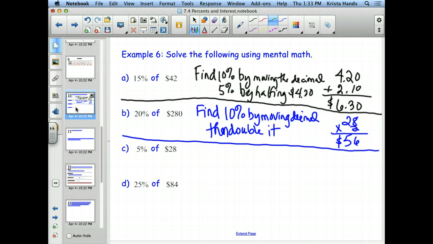How would you get 5%? 10% and half it. We actually already did it once, right? For the first one. So we can find 10% and half it. So we find 10% as above. We already described this, so I'm not going to keep doing it over again. And half it. So what is 10%? 2.8. And then halved would give me 1.4.